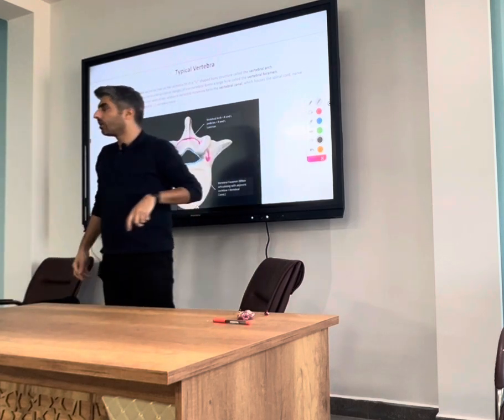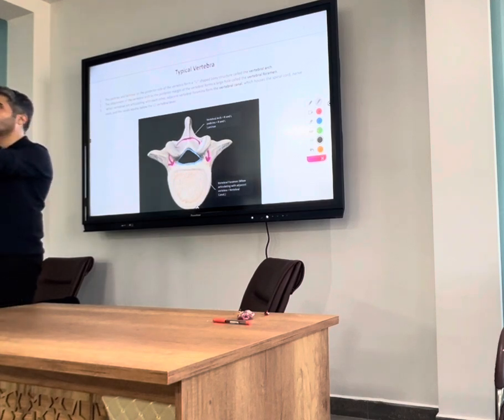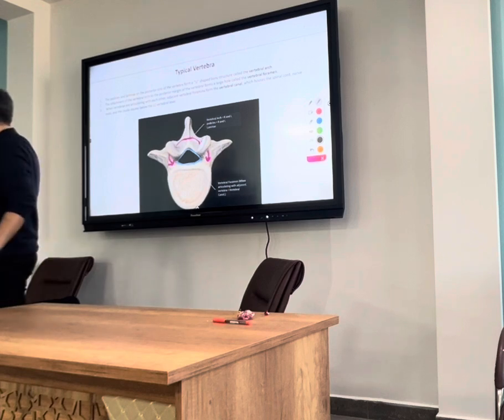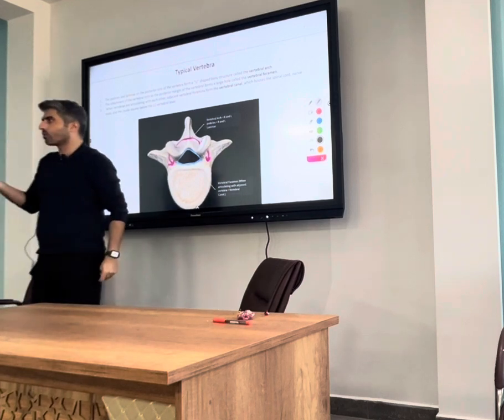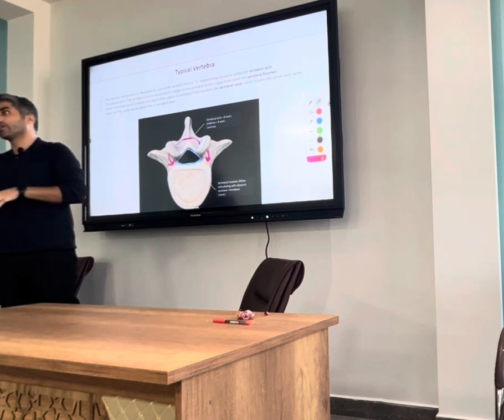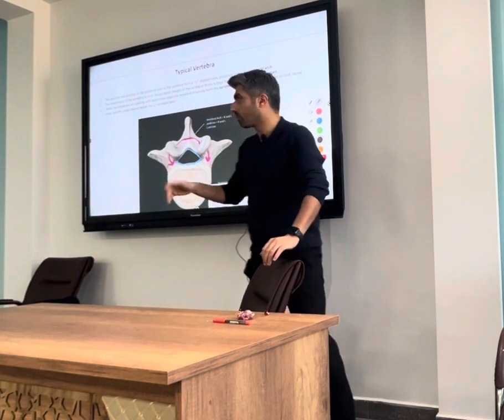So, if your vertebra has a body, has all of the processes, foramen, everything, this is typical, normal. But we have some vertebrae that are not normal. They don't have some processes. They don't have a normal shape. We call them atypical.